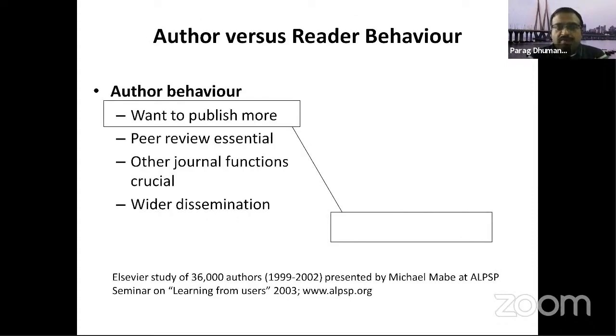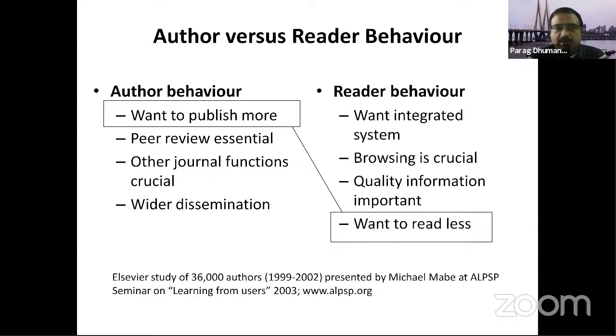So having known these different behavior patterns of authors and readers, it's very difficult to strike a balance between the demands of the author and the reader. Authors, in short, want to publish more and more. The readers want to gain maximum by reading less and less. So the journals have adapted their styles to fit that.